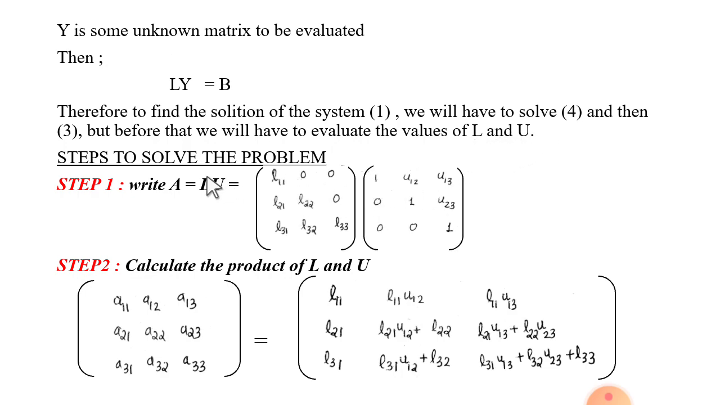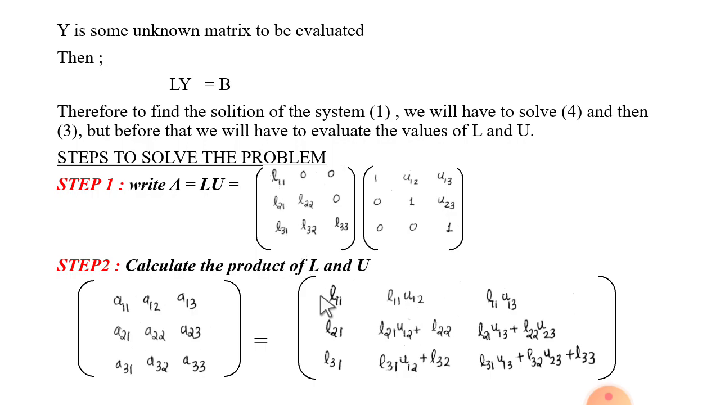Now the steps to solve this problem. First you have to write matrix A equal to matrix L into matrix U, where L and U are the lower and upper triangular matrices. Then you have to calculate the product of L and U. So that matrix will come out to be like this.